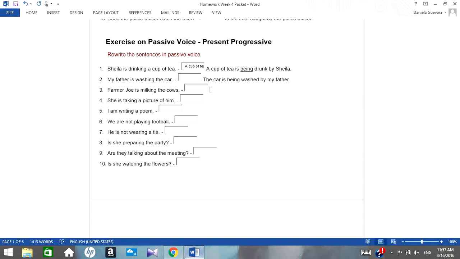Farmer Joe is milking the cows. The cows are being milked by Farmer Joe. And I forgot an R here. So you basically follow that same pattern. And remember here, I change my verb form because I have the cows, which is plural.